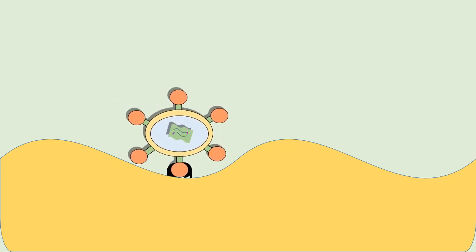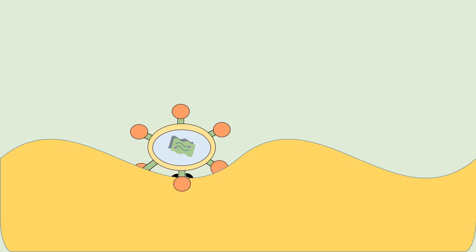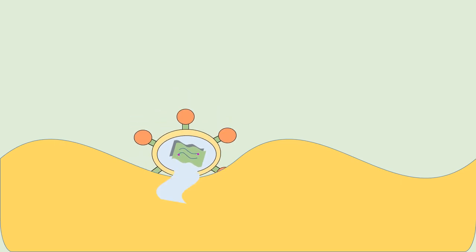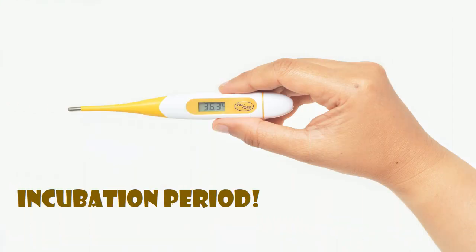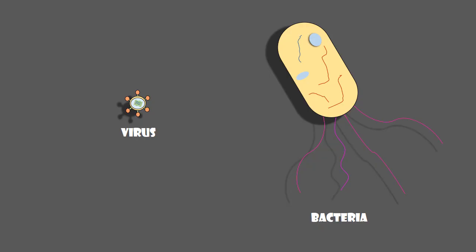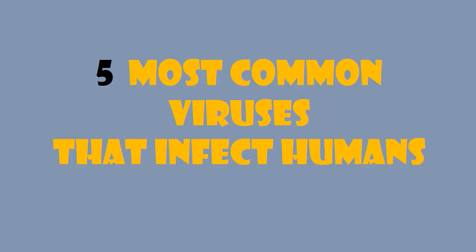Upon entry, the virus suppresses the normal functioning of the cell and hijacks the cellular mechanisms to synthesize the viral proteins and genetic material. The time period for this whole process of infecting is called the incubation period. Viruses are smaller than bacteria and can be found in different shapes and sizes ranging from 5 nanometers to 300 nanometers. Now, here are the 5 most common viruses that infect humans.